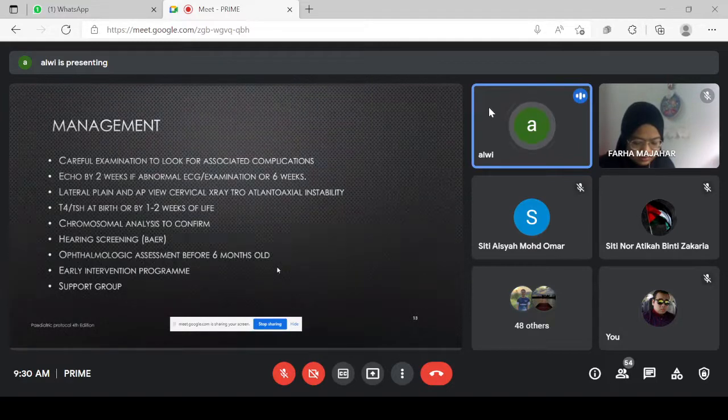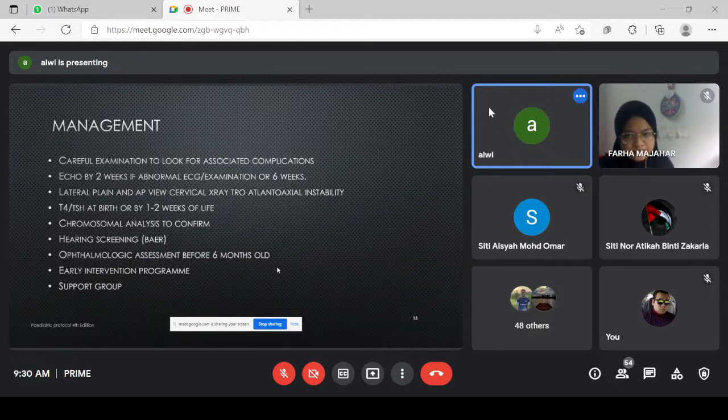And also yearly screening for leukemia and also for hypothyroidism, because hypothyroidism can develop later in life. Okay, we don't routinely do plain cervical X-ray, but in a patient with signs of cord compression, you have to do MRI or at least X-ray.